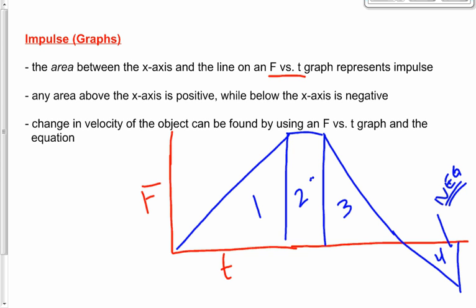Now, every once in a while, the question may go a step further and ask, what's the change in velocity? Once you get the area, you've got the impulse. If you're given the mass, and you've just found the impulse, then you could find the change in velocity pretty easily. Or alternatively, if you were given delta v and you wanted to find mass, you could do that fairly easily as well using the m times delta v equation. The equation that you don't want to use here is this one.